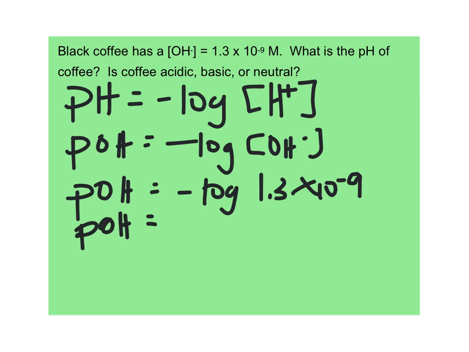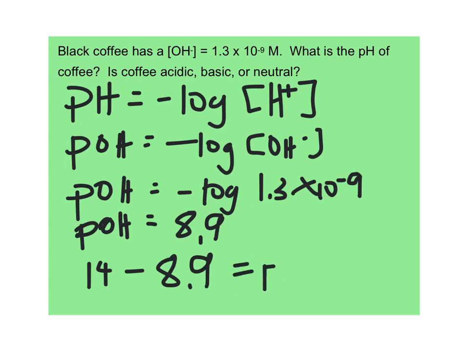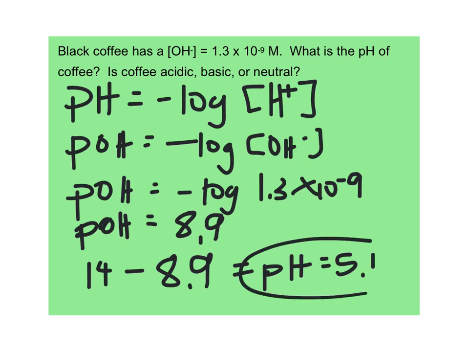So in your calculator, the negative log of 1.3 times 10 to the negative ninth will give you a pOH of 8.9. And then we'll take 14 and subtract 8.9 to get the pH of 5.1. With a pH of 5.1, that makes black coffee slightly acidic. So hopefully now you know how to calculate pH and pOH and determine if a solution is acidic, basic, or neutral.